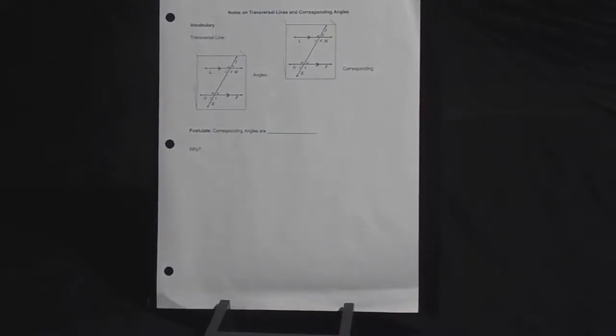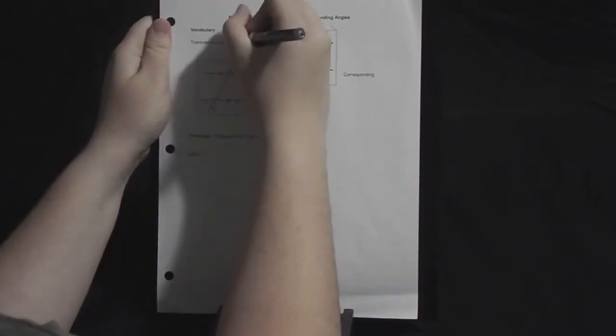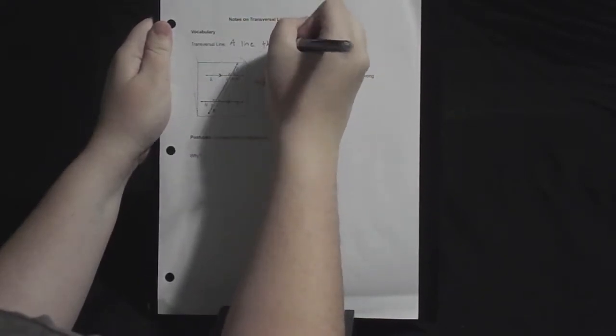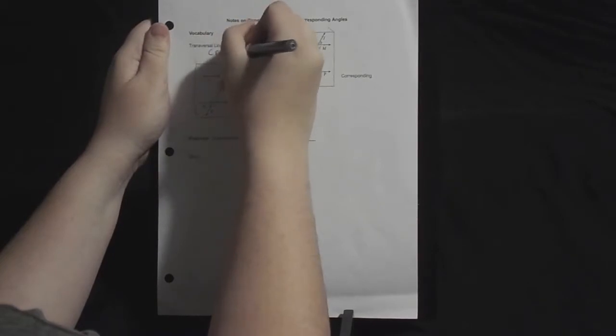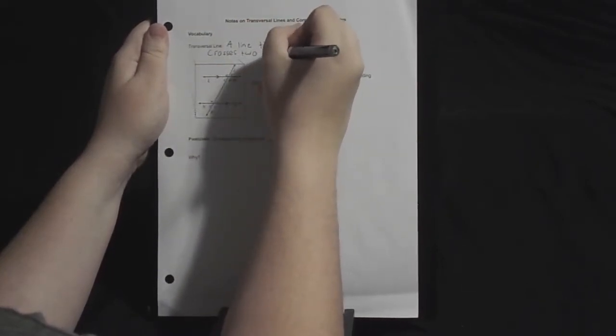Welcome to the notes on transversal lines and corresponding angles. So first we have two vocabulary words, which are the title of the notes. The first one's transversal line. And what a transversal line is, a line that crosses two parallel lines.